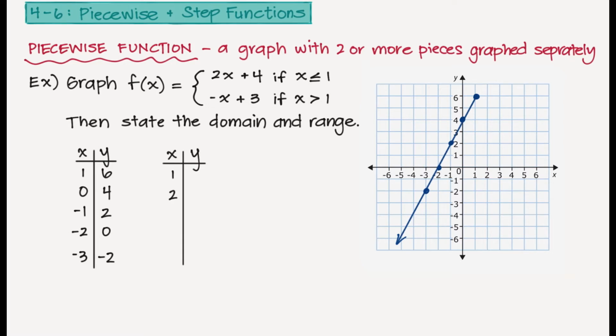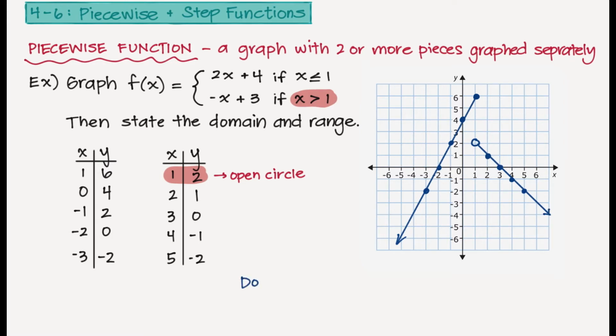Now I'm going to go ahead and pick numbers that are greater than 1 and plug it into negative x plus 3. So negative 1 plus 3 is 2, negative 2 plus 3 is 1, negative 3 plus 3 is 0, negative 4 plus 3 is negative 1, and negative 5 plus 3 is negative 2. So I can go ahead and plot those, except because it could not equal 1, that means that this point is going to be an open circle on my graph. So 1 up 2 is an open circle. And then the rest are all regular dots. And I'm going to go ahead and draw my line starting at the circle and going in the opposite direction. So this here is a piecewise function.